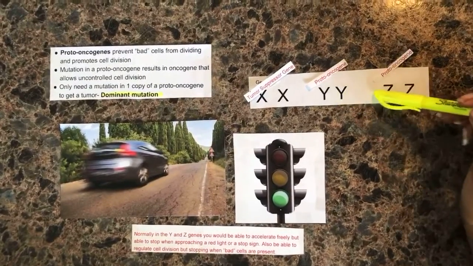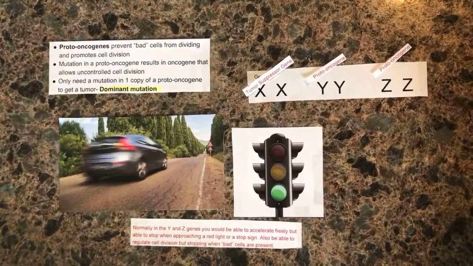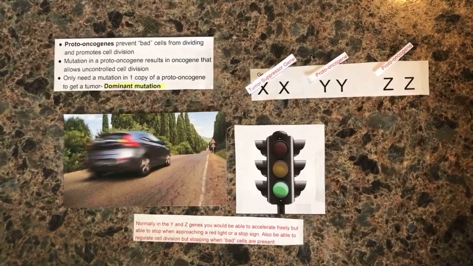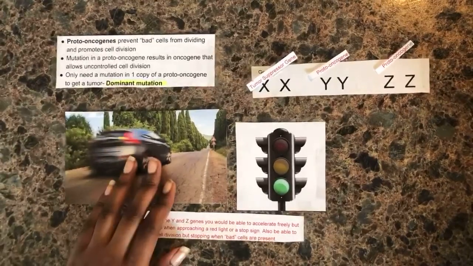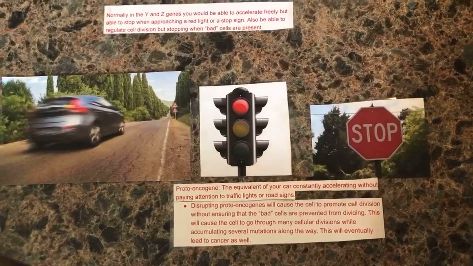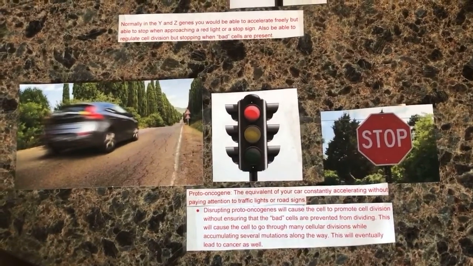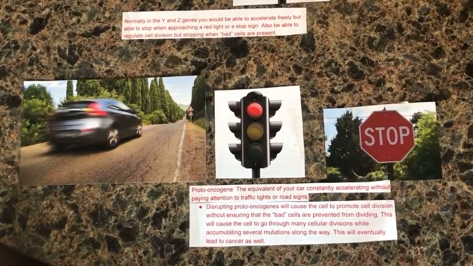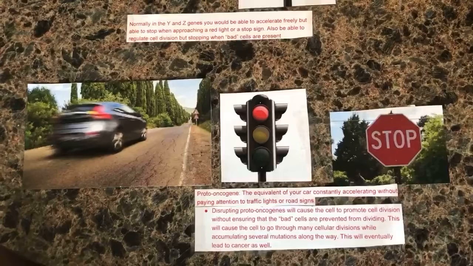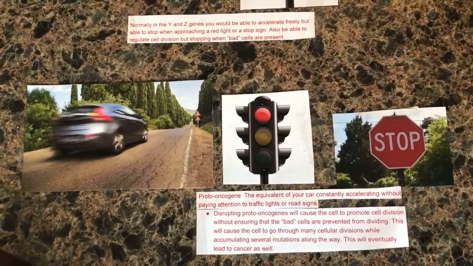Normally in our Y and Z proto-oncogenes, you would be able to accelerate freely, but be able to stop when approaching a red light or a stop sign. Also, you would be able to regulate cell division, stopping when bad cells are present. When a proto-oncogene is disrupted, this is the equivalent of your car constantly accelerating without being able to pay attention to the traffic lights or the stop sign. Disrupting proto-oncogenes will cause the cell to promote cell division without ensuring that bad cells are prevented from dividing. This will cause the cell to go through many cellular divisions while accumulating several mutations along the way. This will also lead to cancer.